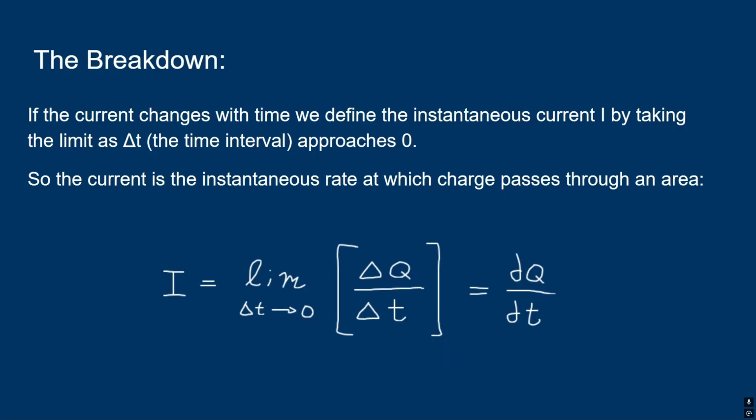All right, so what's the breakdown? Well, if the current changes with time, we define the instantaneous current I by taking the limit as delta t, the time interval, approaches zero. So the current is the instantaneous rate at which charge passes through an area. This is what the equation would look like. We have I, the current, equals the limit as delta t approaches zero of delta q over delta t, and that can also be written as dq over dt. That is the change of q with respect to t, the change of q with respect to the change of t.